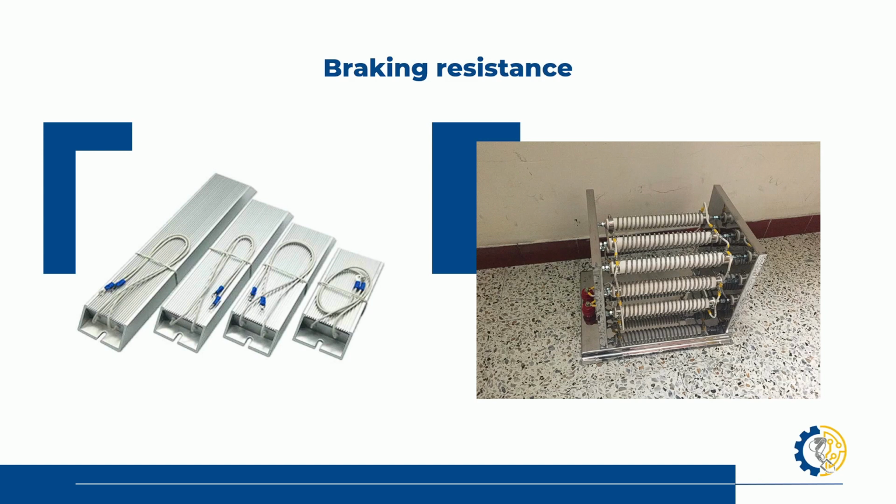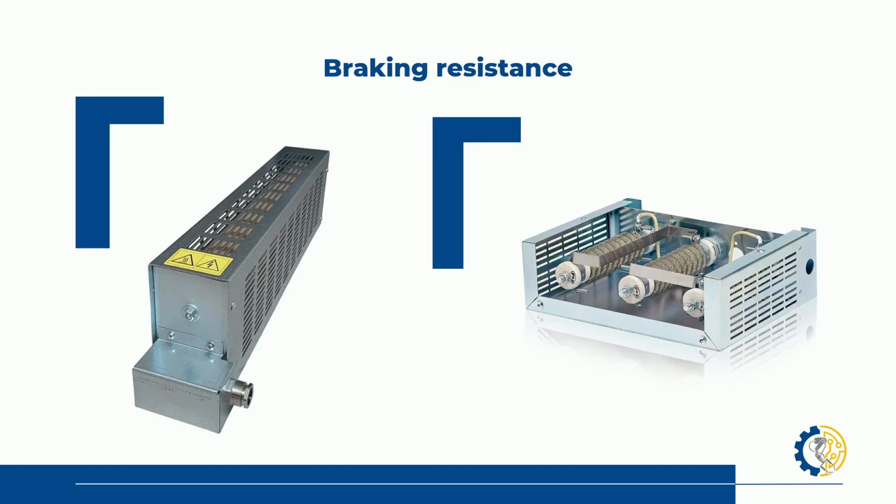Now, little by little, it's going to start spreading out. Now, where are these connected? To our DC bus for our drive. And this spreads out the energy through heat. That's why we have our brake resistance. It's a bunch of coils in reality.